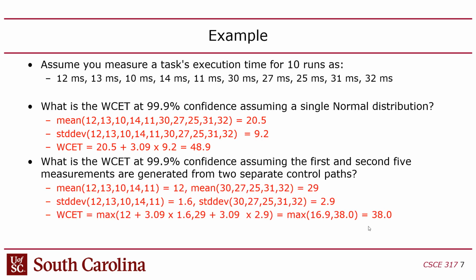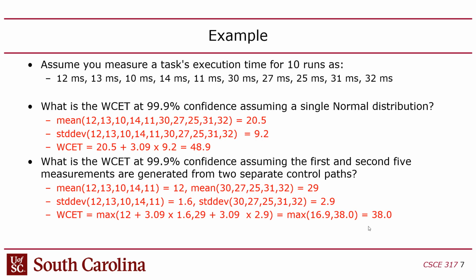Where you group the first 5 measurements have a mean of 12, the second 5 measurements have a mean of 29, the first 5 measurements have a standard deviation of 1.6, and the second have a standard deviation of 2.9. And so the advantage here is that the individual standard deviations of these two groups is much less than the standard deviation of all the data collectively. As a result, you can get a tighter worst case execution bound by looking at the mean of the second group, which is 29, and adding the 3.09 standard deviations to that one. So that's 29 plus 3.09 times 2.9, and that one is 38, right?